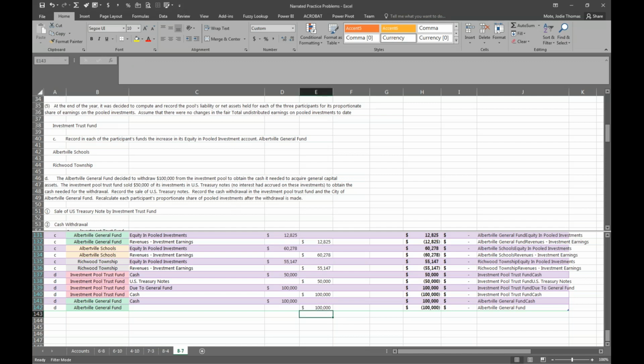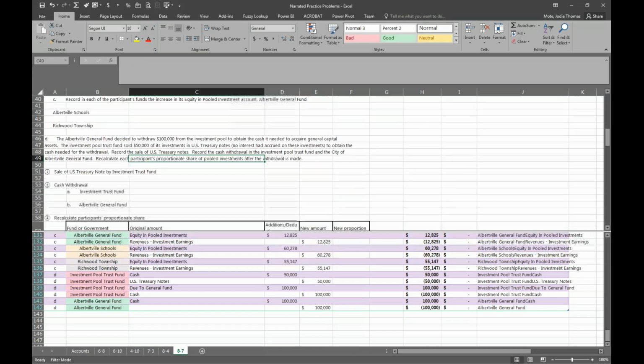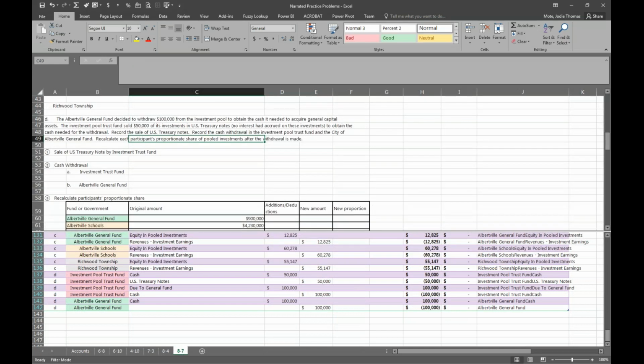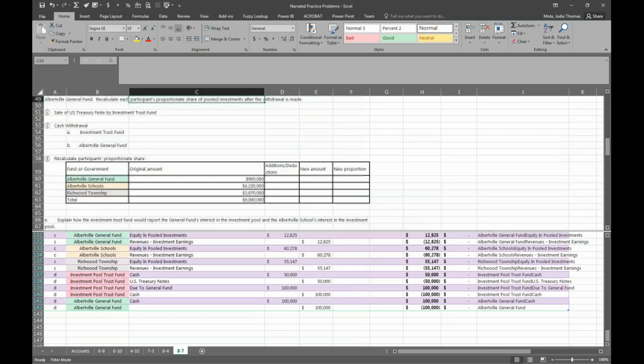So now we got one more thing. No more journal entries, but one more thing here. We're supposed to recalculate the revenue, the participants' proportionate share. All right. So we started out with these balances when we first invested in the investment pool. Okay. So now we need here to record the various changes in the investment account balances.